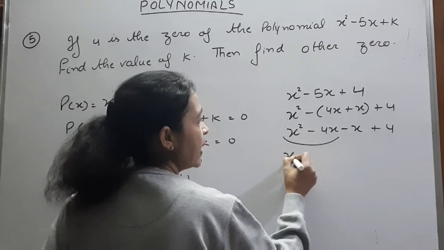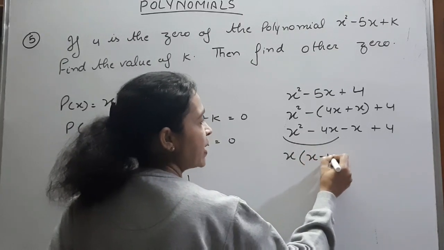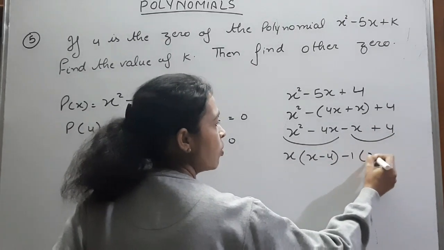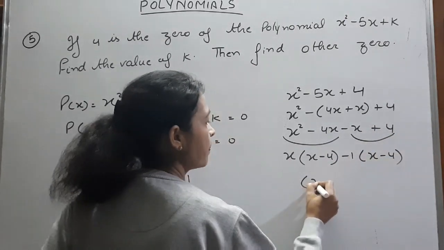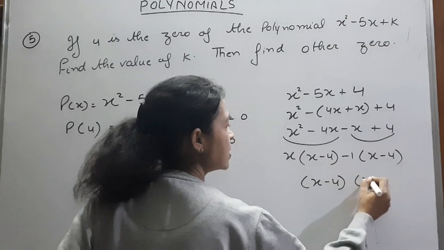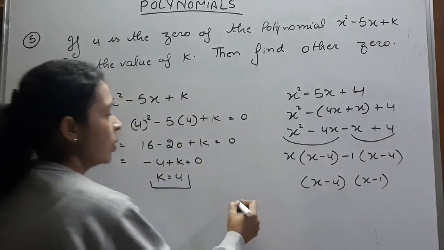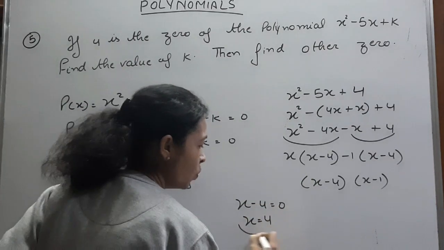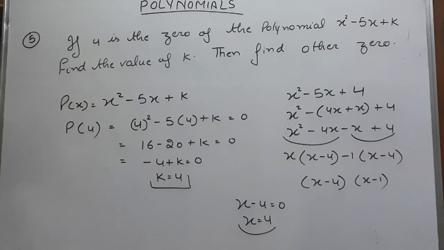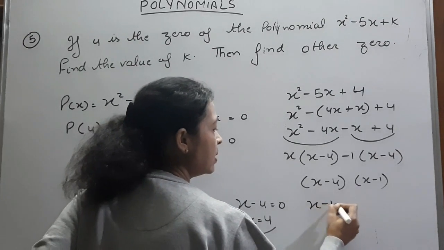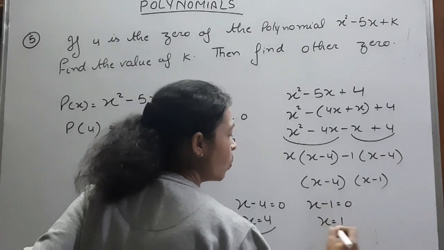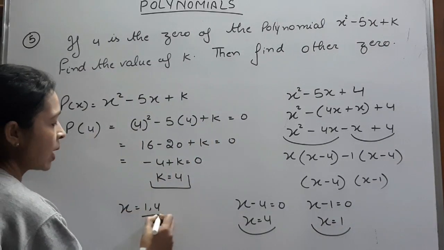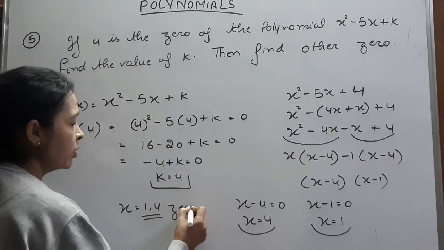Taking x common, we have x minus 4. Out of these two, what is common? Minus 1 is common. We have x minus 4 and x minus 1, two factors. Now, if x minus 4 equals 0, what is the value of x? 4. This is 1 zero, which is given. Another one is x minus 1 equals 0 and x equals 1. Therefore, x equals 1 and x equals 4 are zeros of this polynomial.